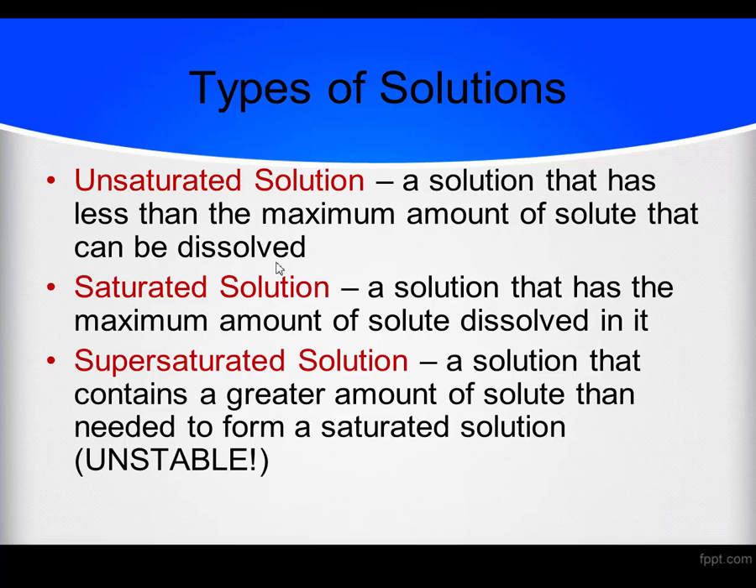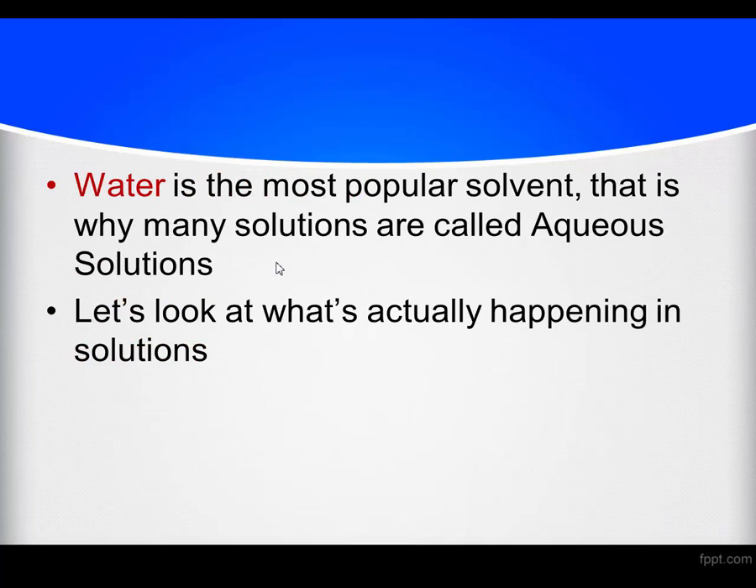Okay, so a supersaturated solution is a solution that can contain a greater amount of solute than needed to form a saturated solution. These kinds of solutions tend to be unstable. It means that they can crystallize, and that the stuff that's dissolved in them will come out of solution at some point in time. So other things to know about. Water tends to be the most popular solvent. That's why we talk about aqueous solutions in chemistry, and that's what we're going to wind up spending most of our time with.